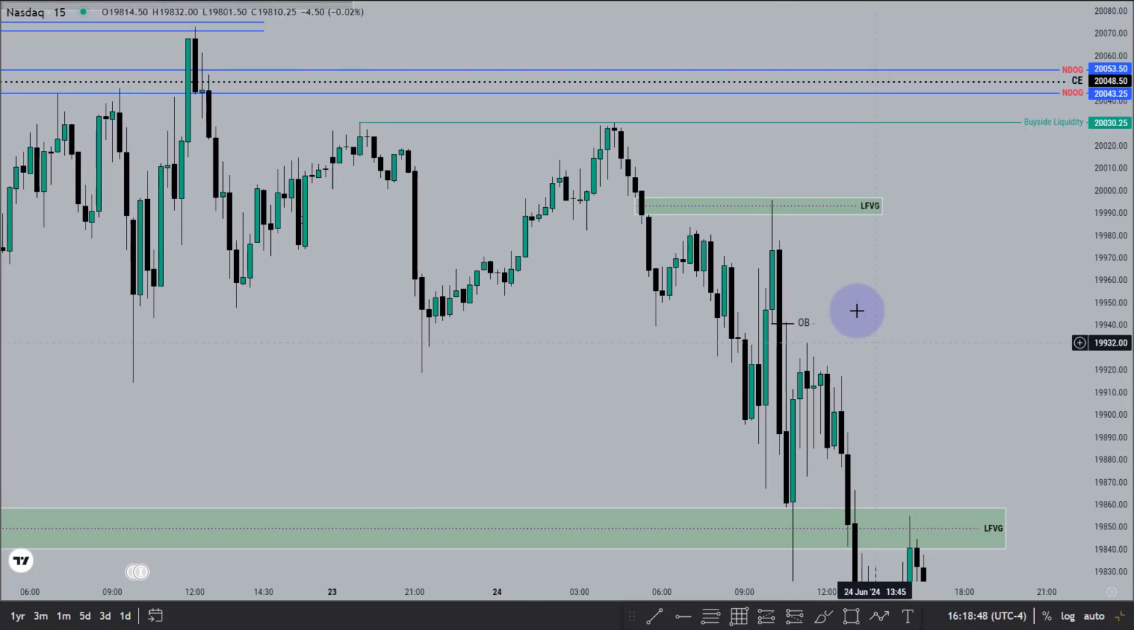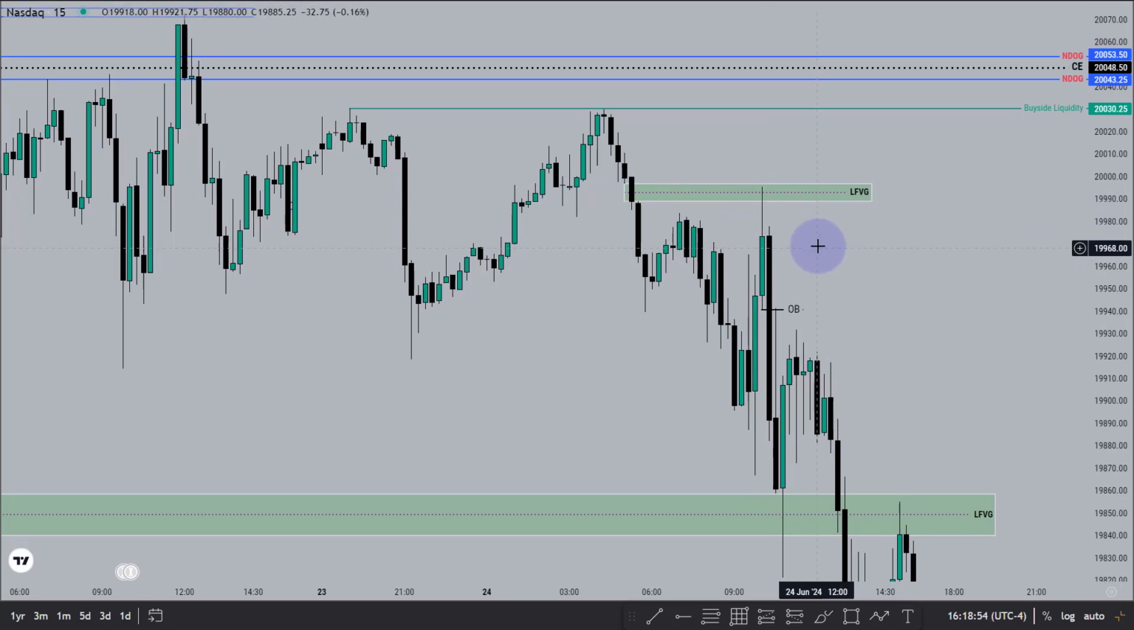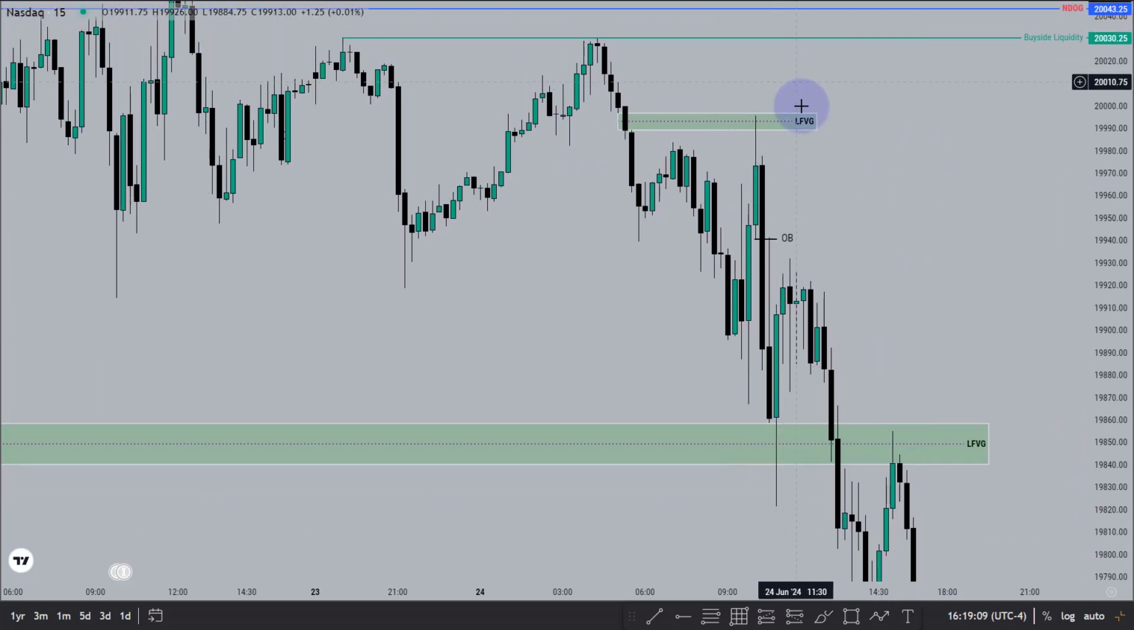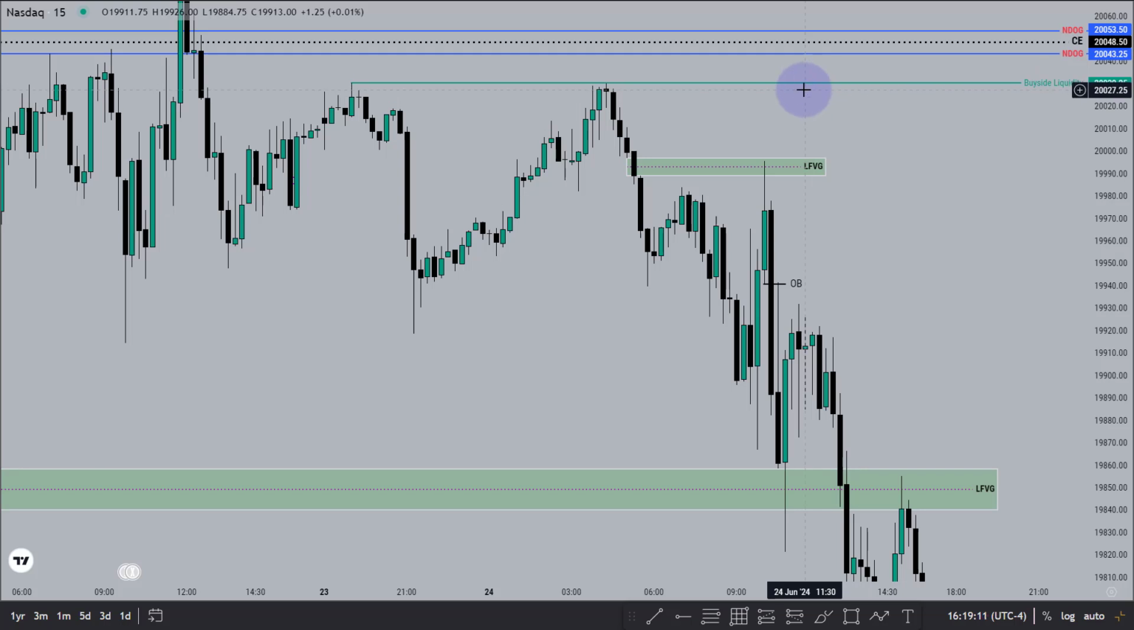Dramatically it fell. But look over here, take a closer look. This was inside the morning session, the New York morning session. If the market would really love to take that buy side liquidity, how should it take it? It should close above this last fair value gap from the 15-minute chart. Then I will start to think that the market is not going to take this sell side liquidity. Instead of that, the market is going to take that buy side liquidity.